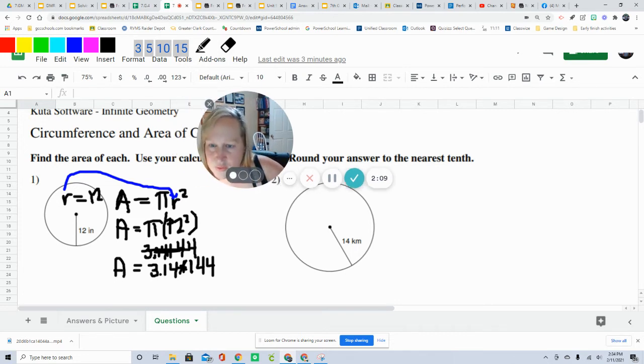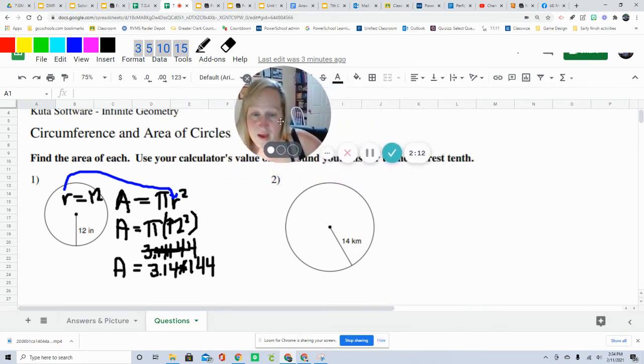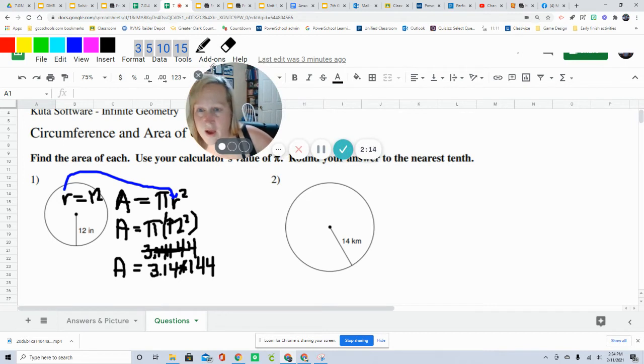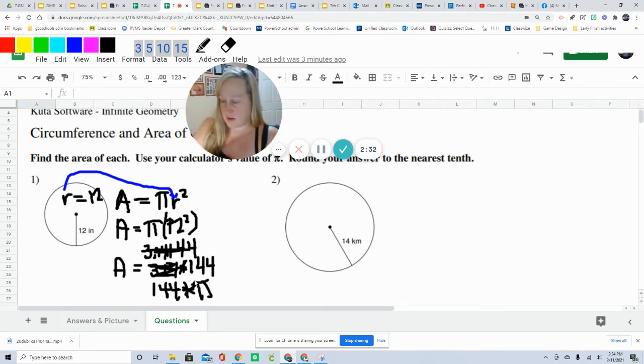It does say use your calculator's value of pi and then round to the nearest tenth. So in other words, you are going to have to use a calculator this time. Do not use 3.14. Actually type in your calculator 144 times pi, and your calculator should have that. So I'm going to do that. See my calculator. I'm going to do 144 times, and pi is in different places.